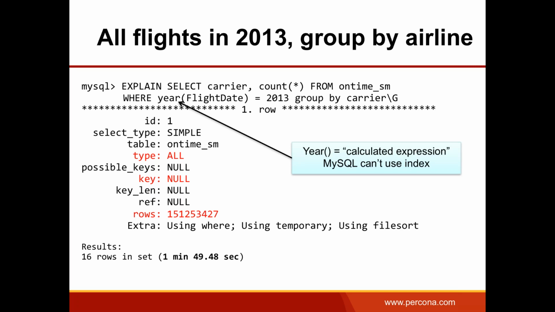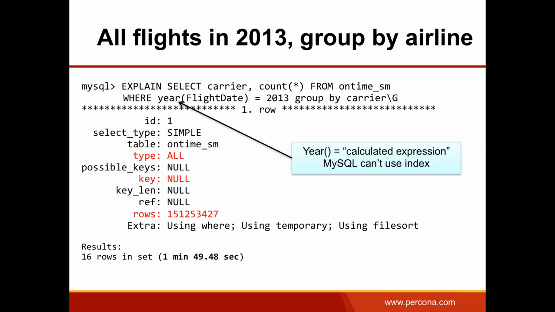So why doesn't it use an index? We have an index on the flight date, but we also have a year function. So it's a calculated expression, and MySQL will not be able to use an index in this particular condition. As a general rule, every time you use a calculated expression, a function, or anything else on the field itself, MySQL will not be able to use an index.